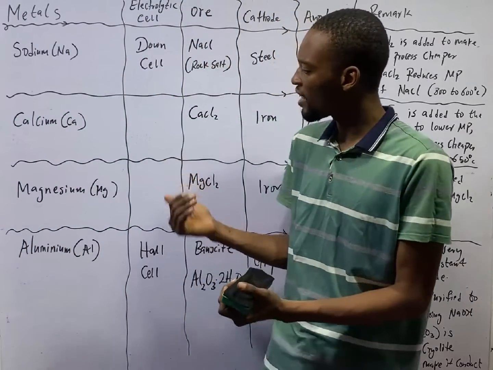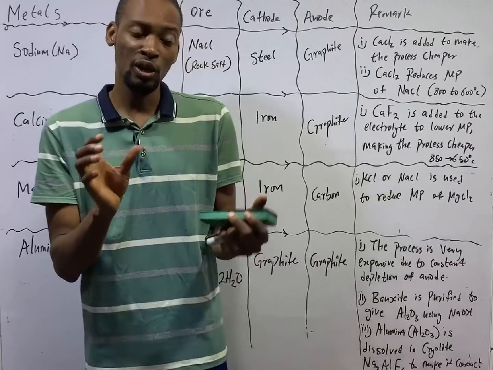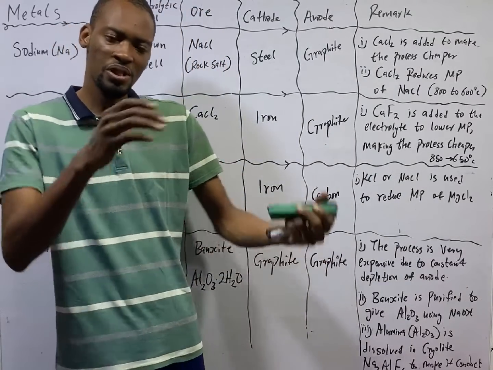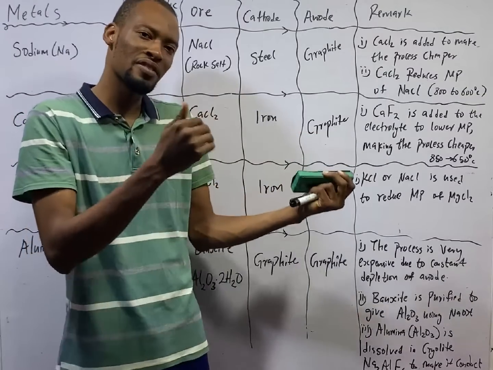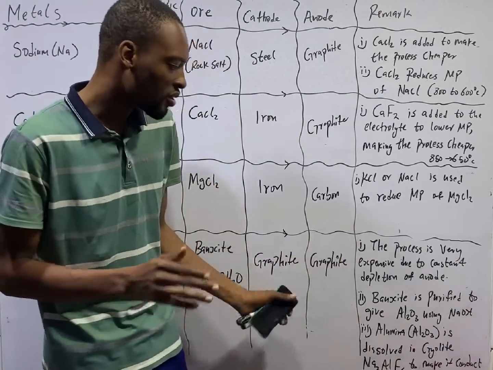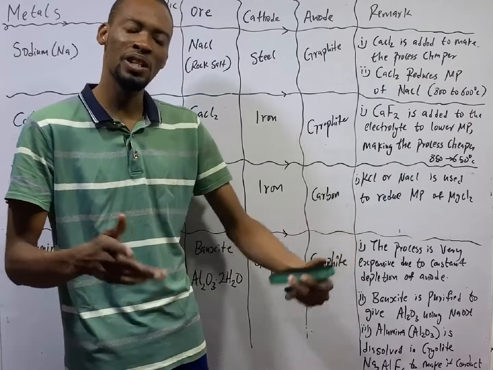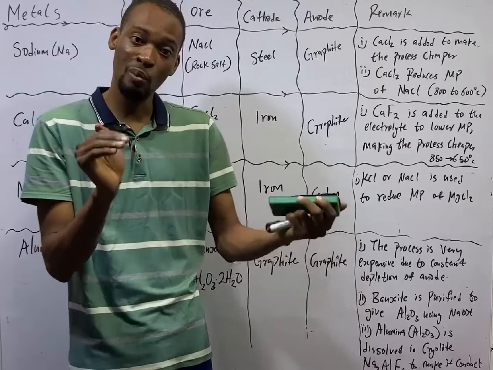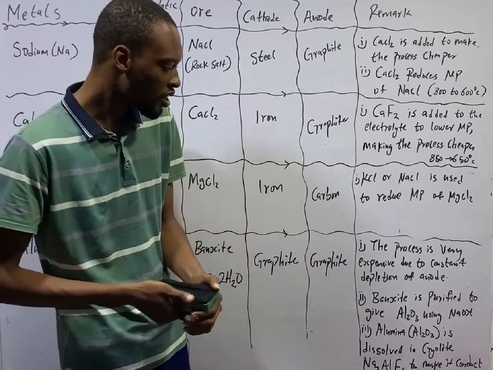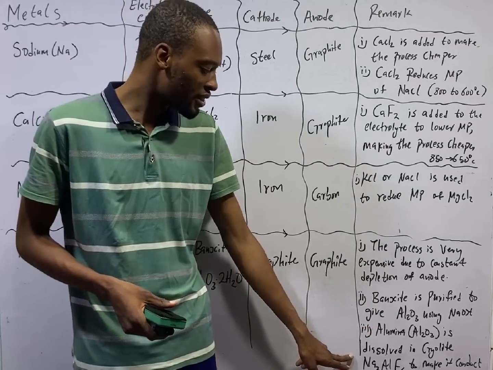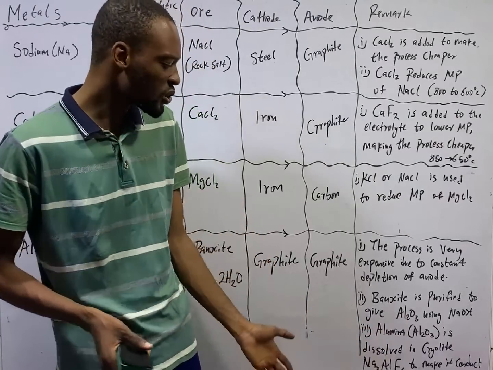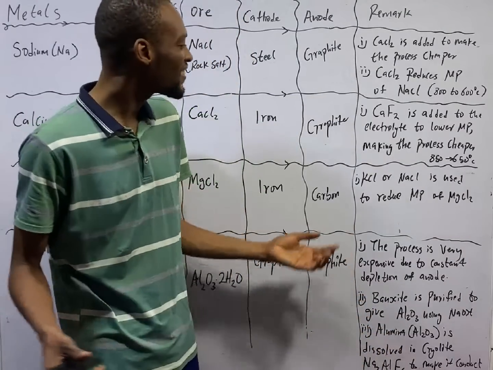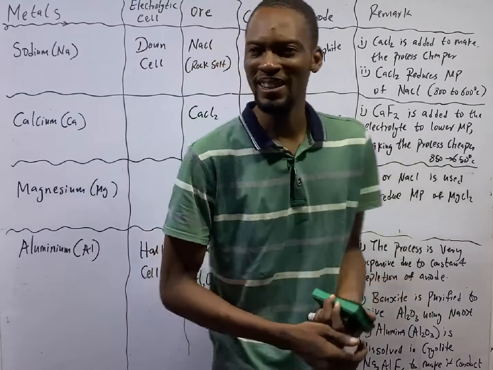So after purifying the bauxite to get alumina, you dissolve this alumina in cryolite. So this cryolite acts as solvent for the alumina. As the alumina dissolves, it begins to conduct electricity, because electrolytes conduct only in their molten state or in solution. Cryolite is Na3AlF6, that is sodium hexafluoroaluminate.